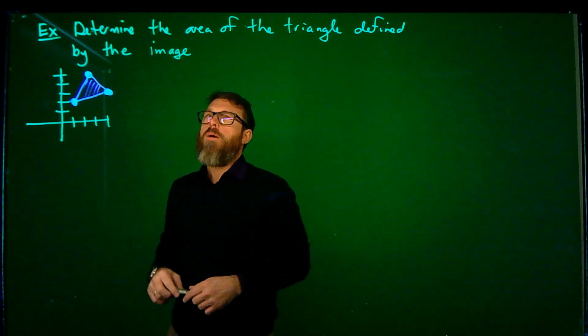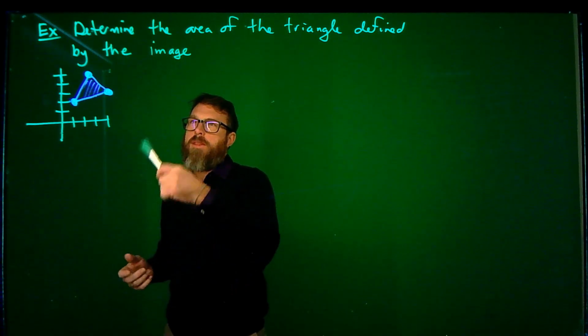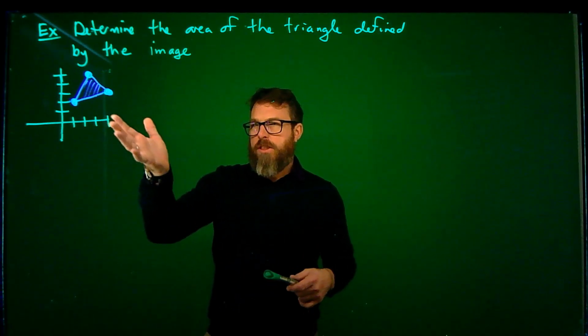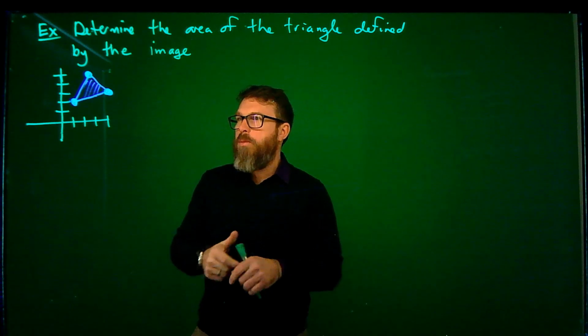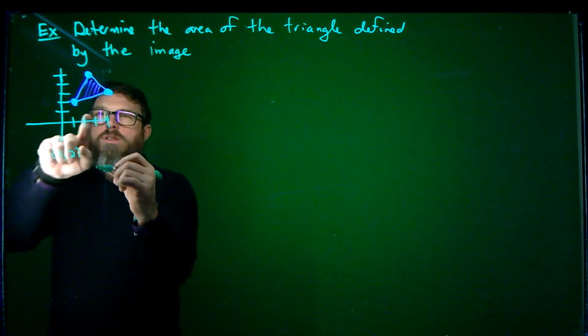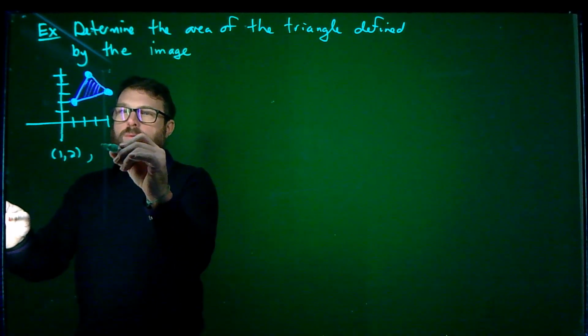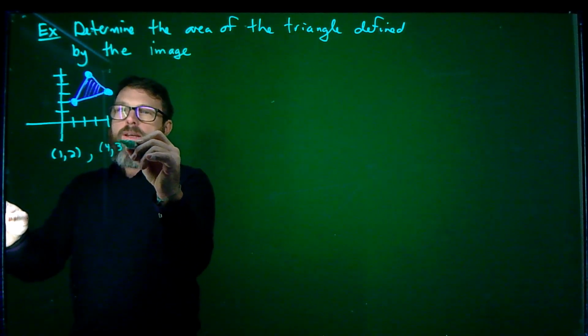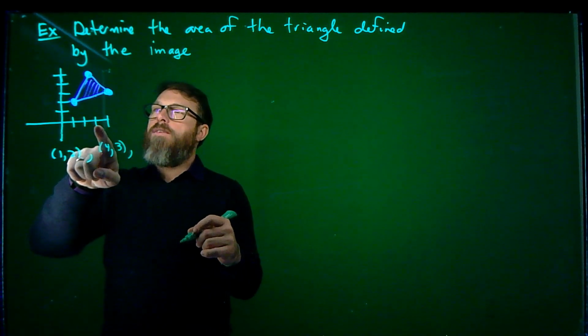Here's our last example. I want to determine the area of this triangle defined by the image. And what I've done is I've just given us 3 points. And we can see here that we have the points, 1, 2 is going to be this point. And then the next point we have 4, 3. And then finally the last point I have 3, 5.